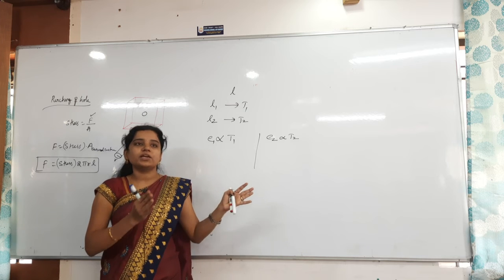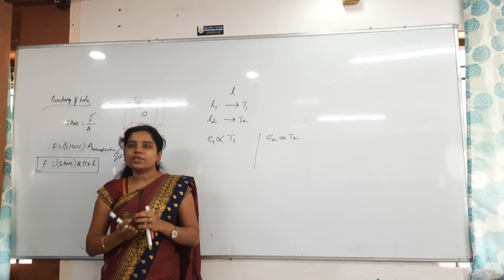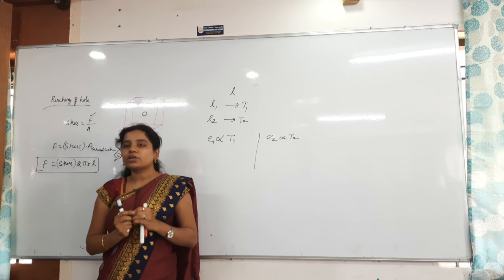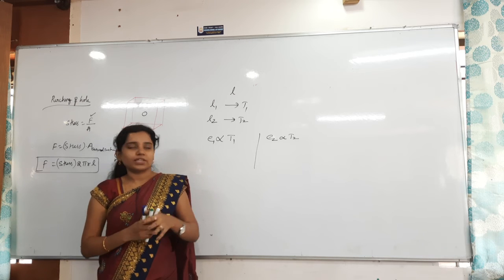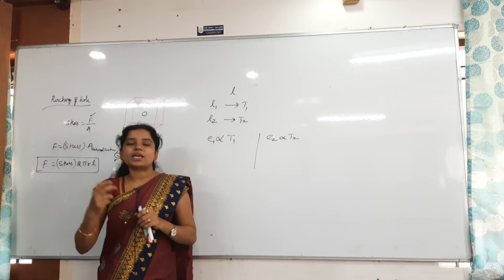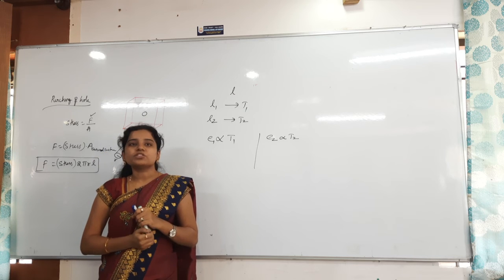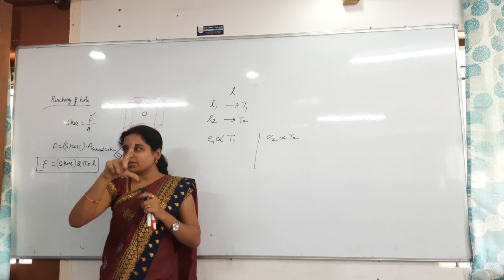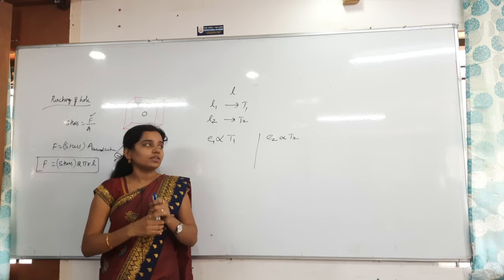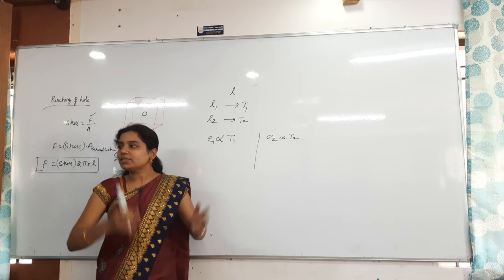For example, initially I have taken a 10 centimeter wire and applied 10 newtons force. Whenever I apply 10 newtons force, it elongates by 1 centimeter. Total length is how much here? 11. That is the 11 they have given here, L1. Now, instead of applying 10 newtons, I applied 20 newtons force. Then elongation is 2. Same 10 centimeter wire. Then total length becomes 12. That 12 is what they give here, the final length after applying the tension.